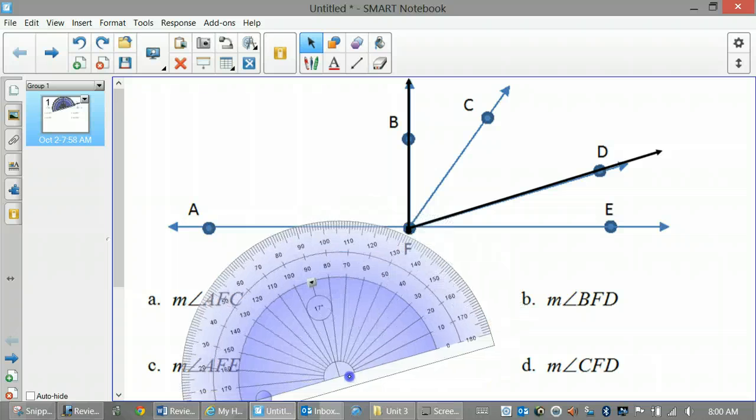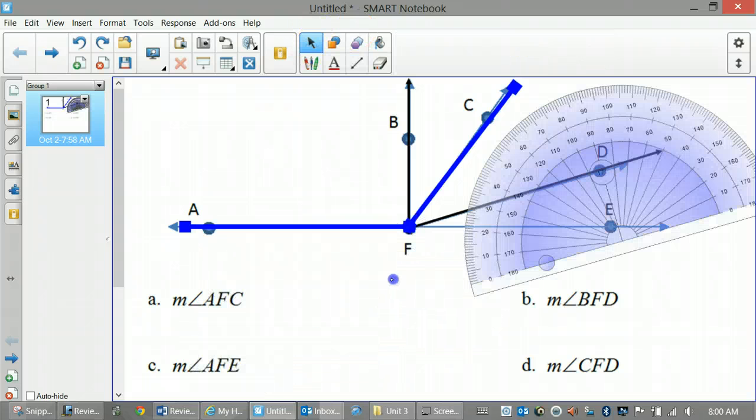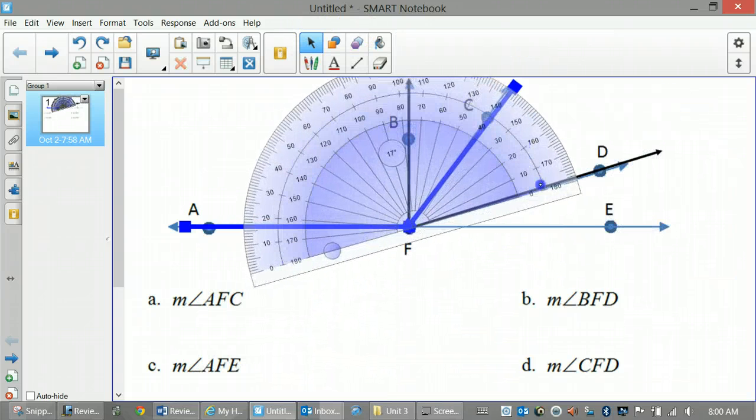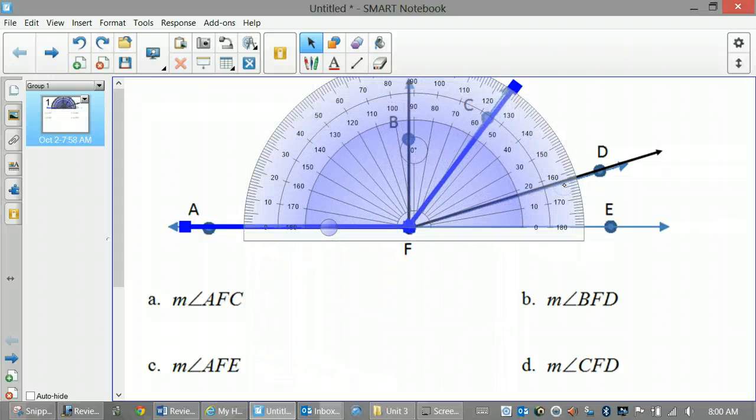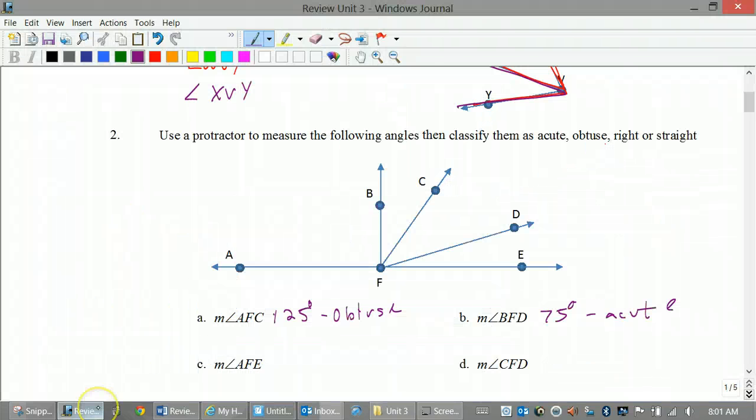AFE, angle AFE. So let's highlight it here. We're dealing with this angle right there, and we have to rotate our protractor again. Ooh, you know what? I marked it wrong. That's embarrassing. That was the old one that we had before. AFE is actually that straight angle, so there's really no reason to measure it. That one's going to be 180 degrees, and it's straight.